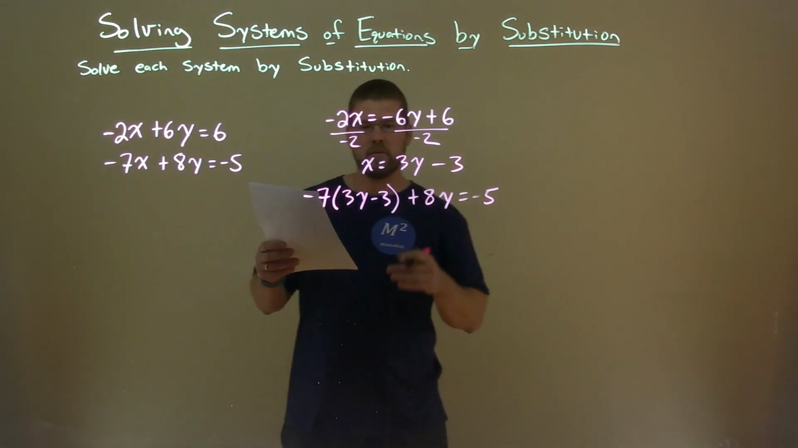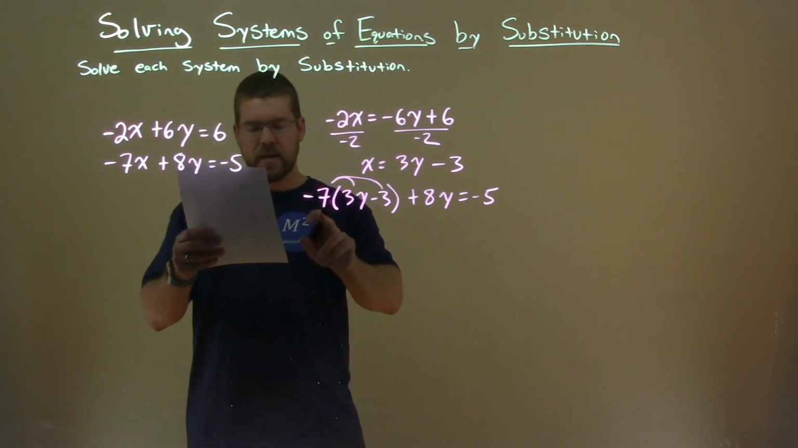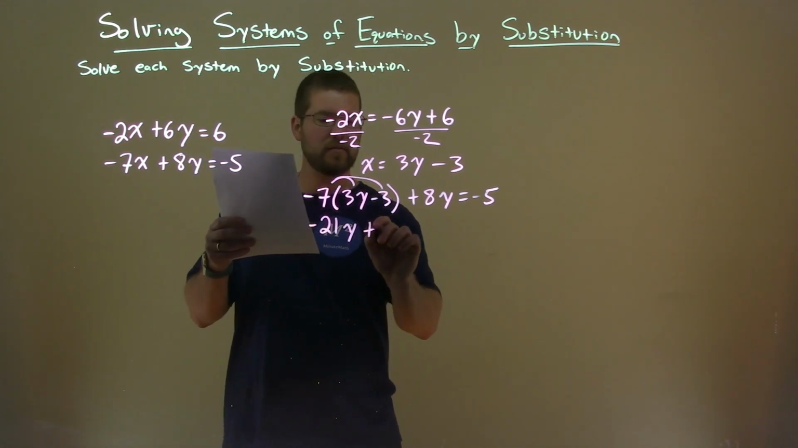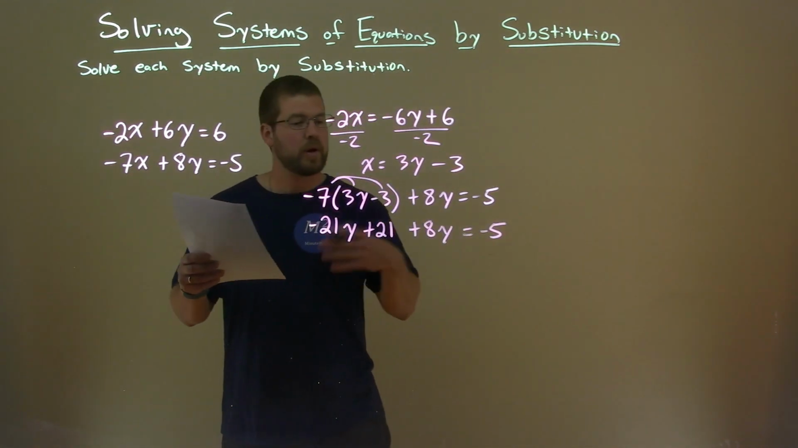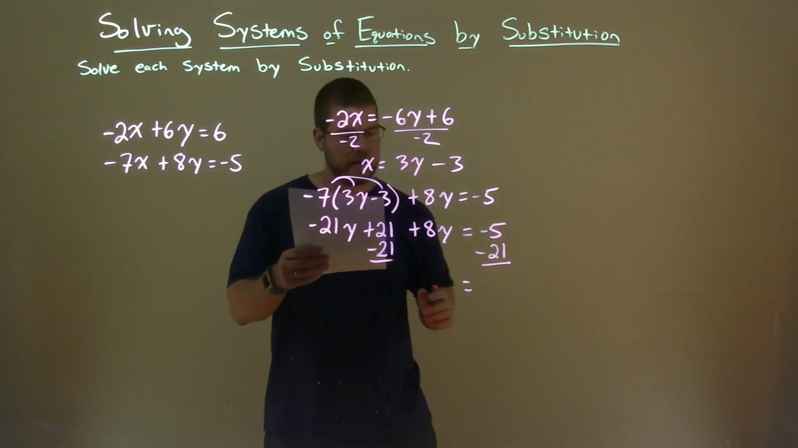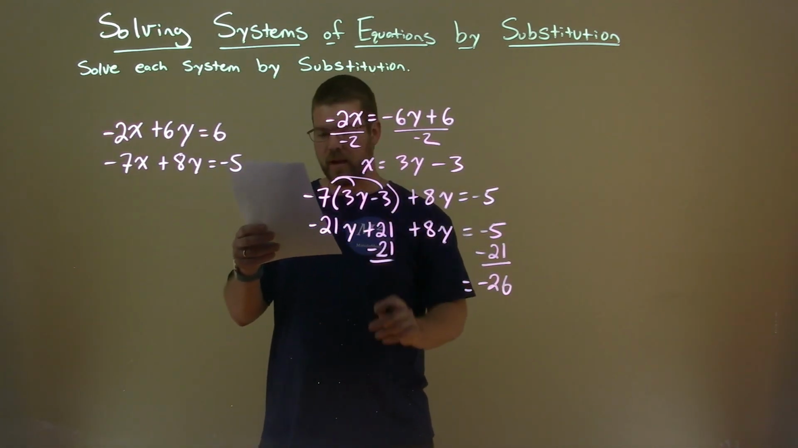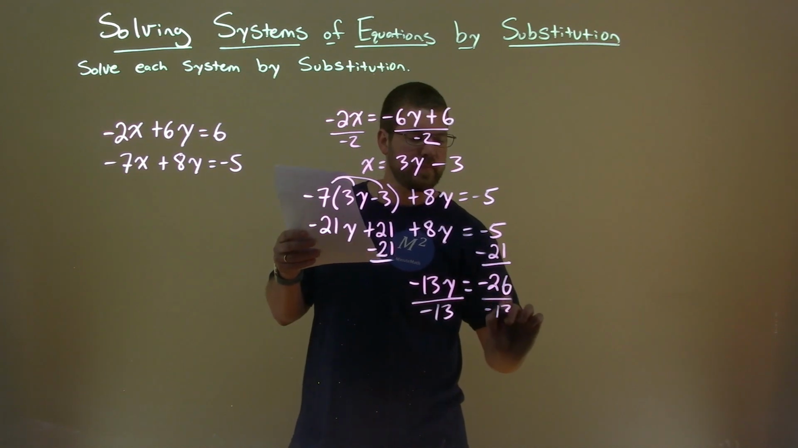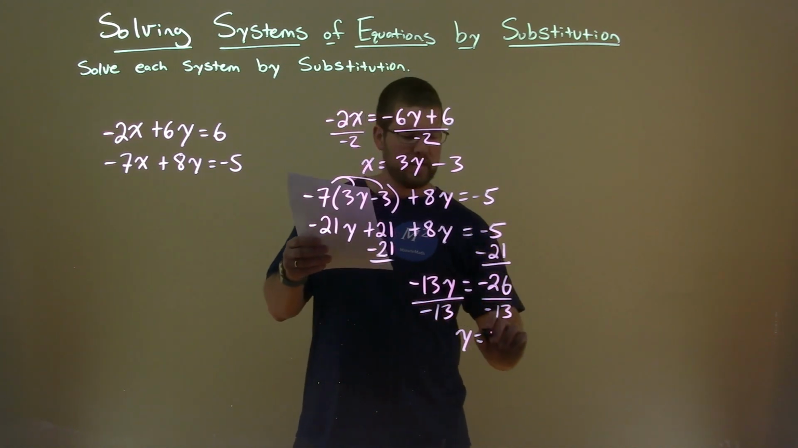And now we need to solve for y. To do that, I'm distributing the minus 7 to both parts. Negative 7 times 3y is a minus 21y. Negative 7 times a negative 3 is a positive 21. We have an 8y here and a negative 5. Well, let's bring our like terms together. Subtract 21 to both sides. Negative 5 minus 21 is a negative 26. Combining the y values, negative 21y plus 8y is a negative 13y. Divide both sides by a negative 13, and y equals a negative 26 divided by a negative 13, and that is a positive 2.